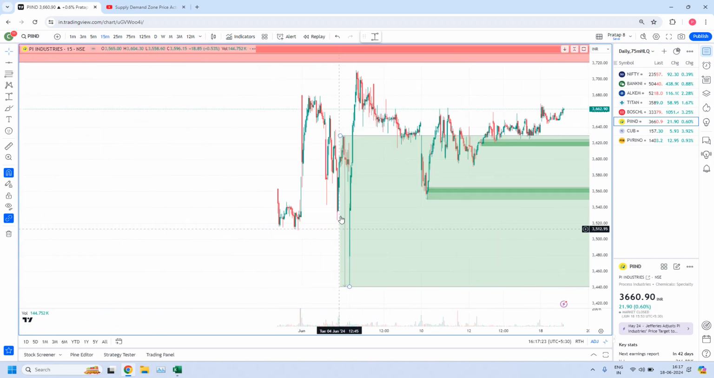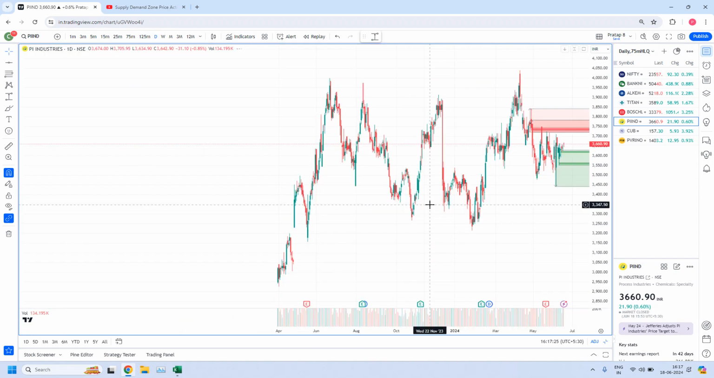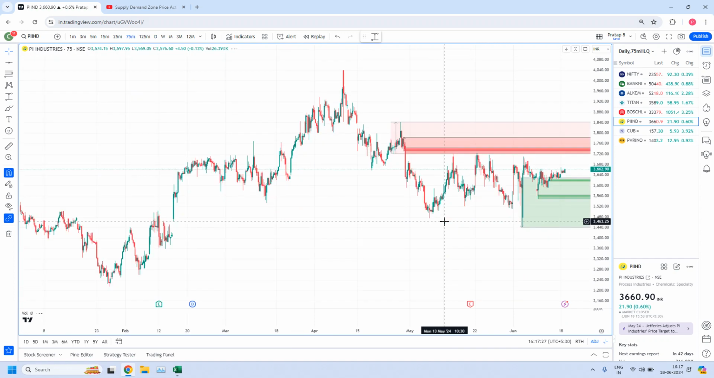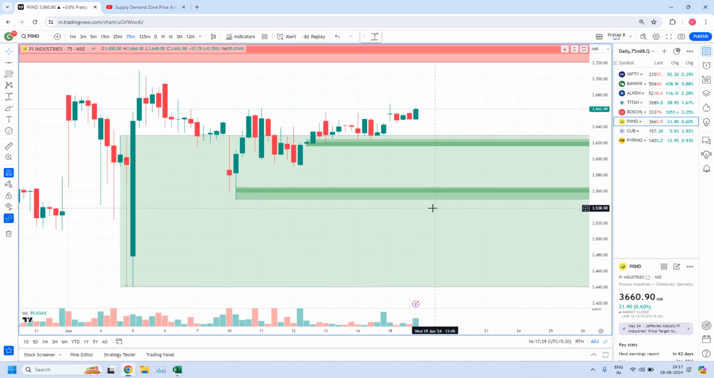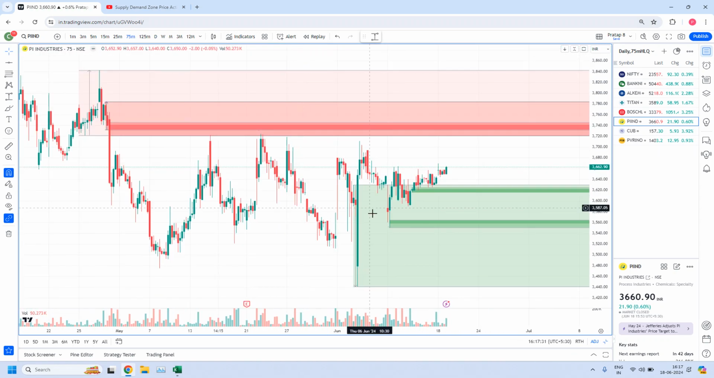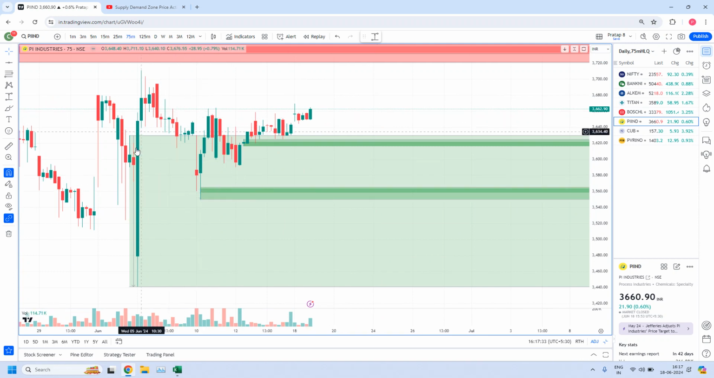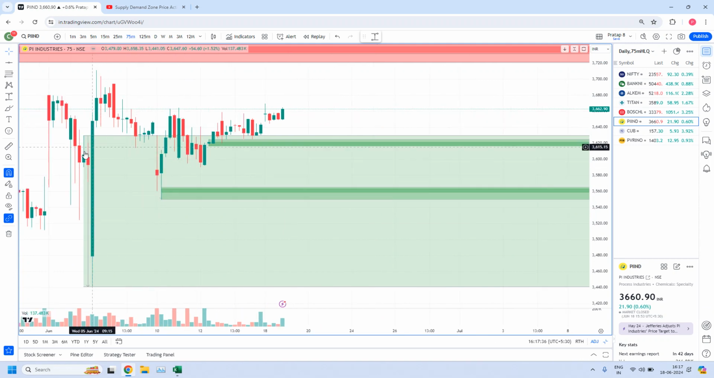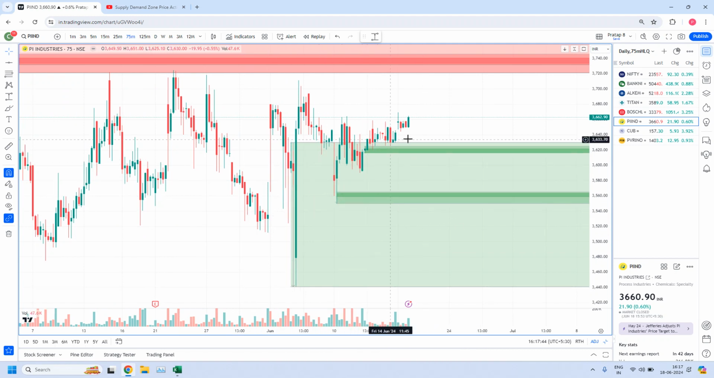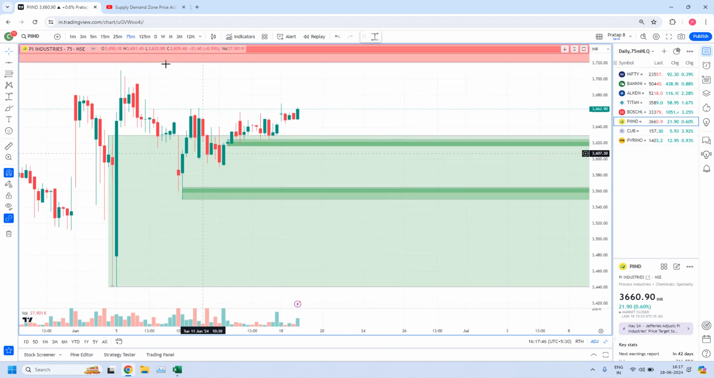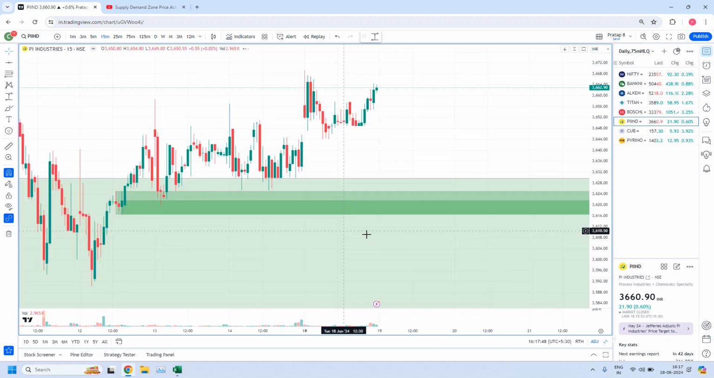And the next one is PI Industries. In PI Industries, this is again a daily zone, 75 minutes demand zone. We have an ERC candle as a leg-in. We have two base candles, but the leg out is very big. That's why this zone is a very big zone. But inside this zone we identified some good order flows.